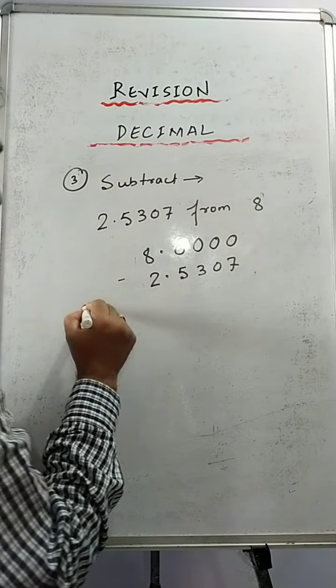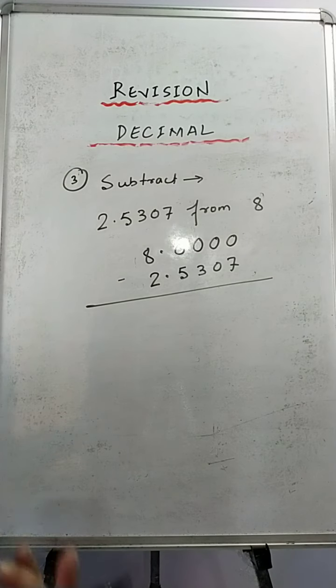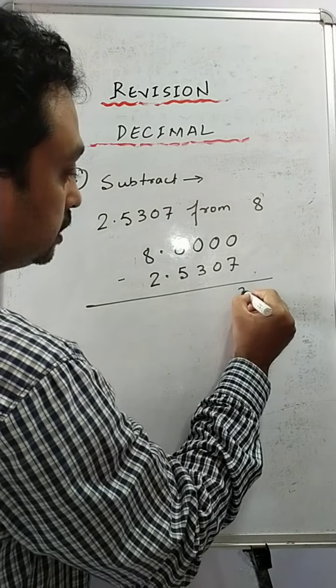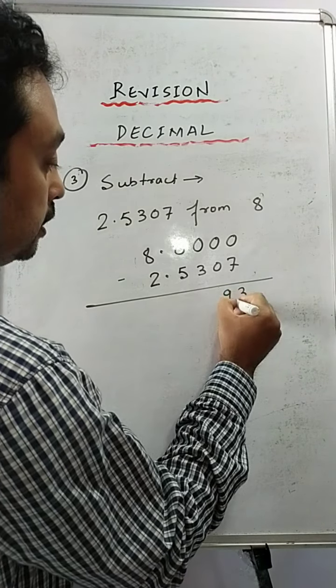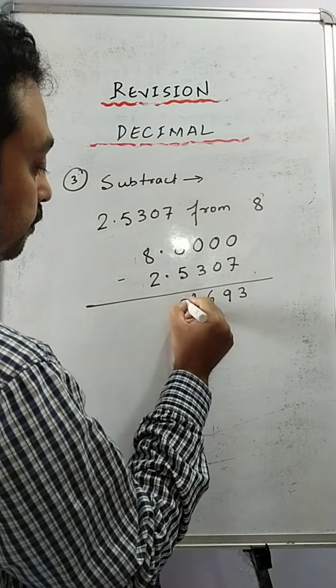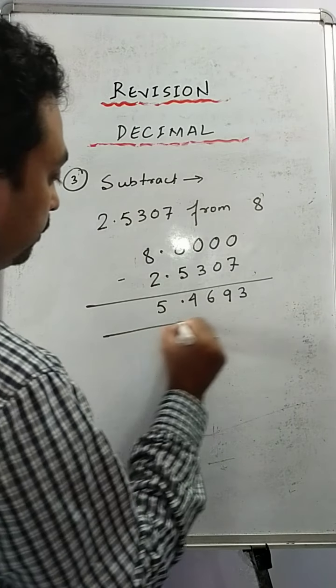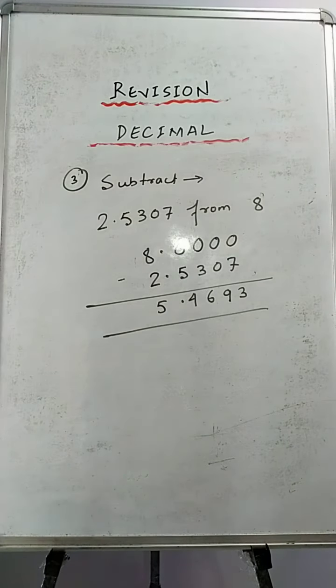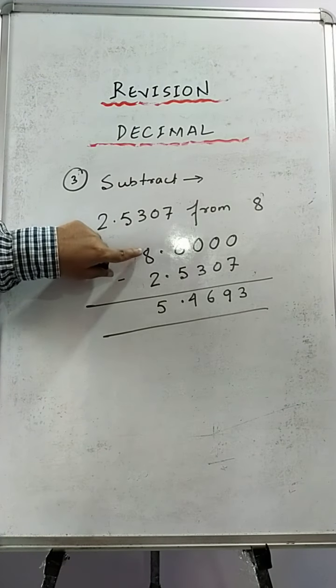Fine. So now we'll subtract. Now it is easy for all of you. So now the answer will be 5.4693. So this is the answer. Okay, so the main part was this.